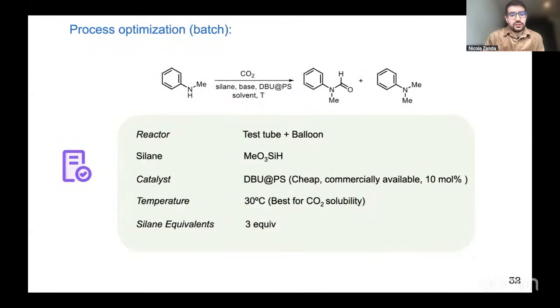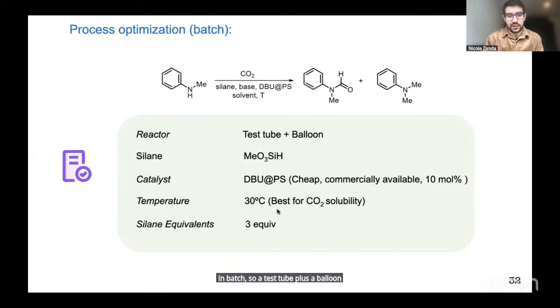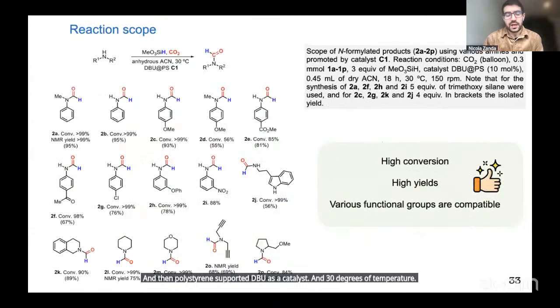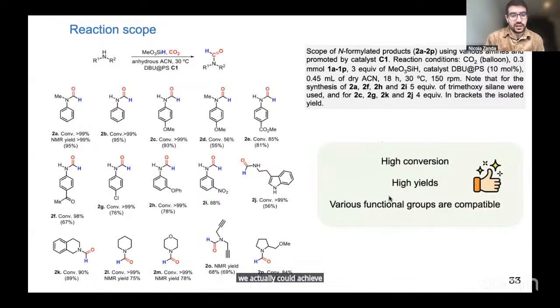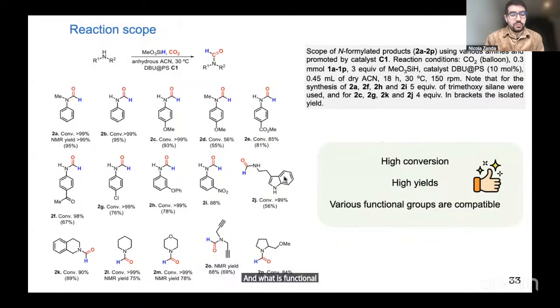I talked about many conditions, so here I just summarized the conditions that we used for the scope in batch. So a test tube plus a balloon, trimethoxysilane with 3 equivalents, and then polystyrene supported DBU as a catalyst, and 30 degrees of temperature. You can see here the scope of the transformation. We actually could achieve high conversion and high yields in most of the substrates, and various functional groups were tolerated for both aromatic and aliphatic amines.